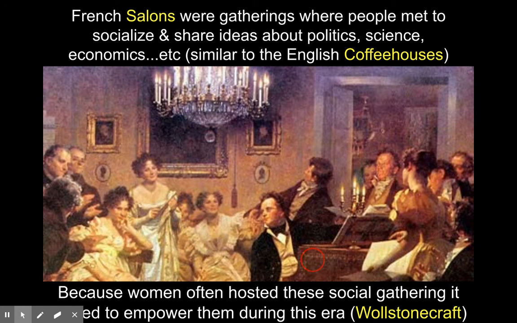Now, because women often hosted these social gatherings, it helped to empower them. And we really see a shift of the empowerment of women, maybe even the very beginnings of feminism. Women who were trying to prove and show that they could be just as smart as men if they were given equal access to education and opportunities. And probably the mother of this whole idea of female empowerment and femininity and feminism was Mary Wollstonecraft.